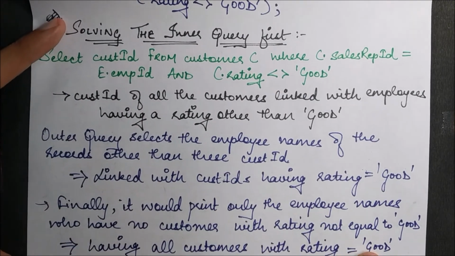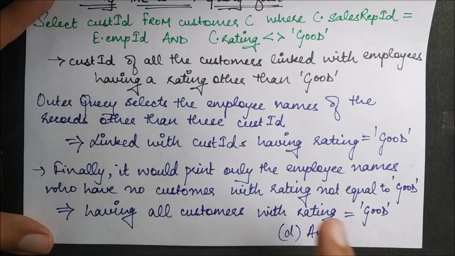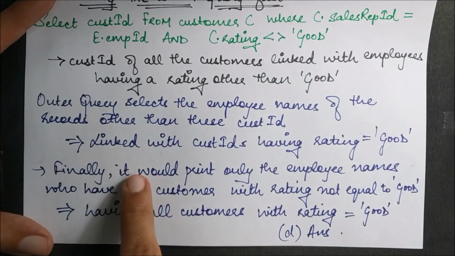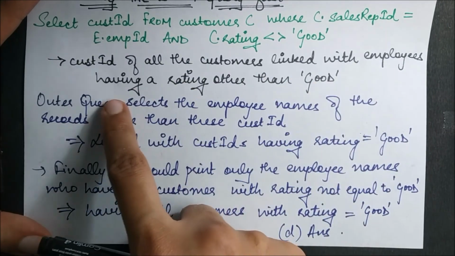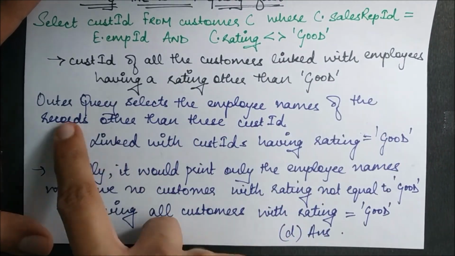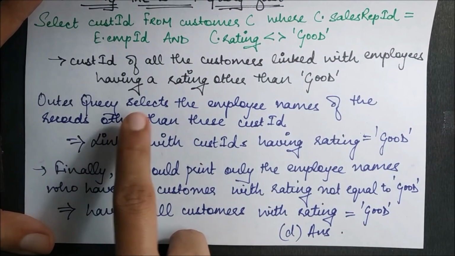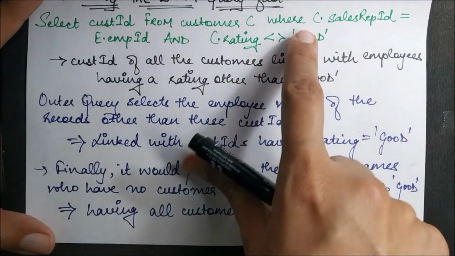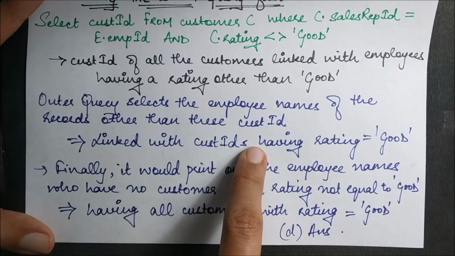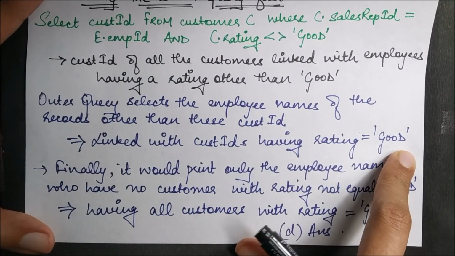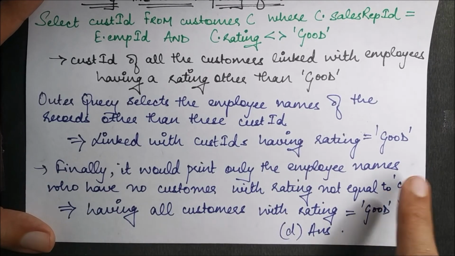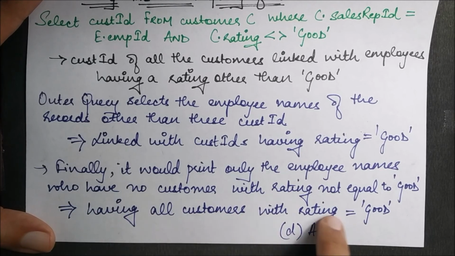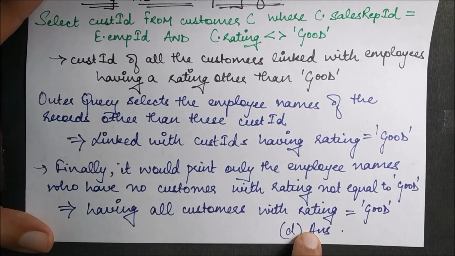I have jotted down what I just explained over here. So this is how I derive. I just keep on writing the facts. First, this displays the customer IDs of all the customers linked with employees having a rating other than good. Then the outer query selects the employee names of the records other than these customer IDs, which implies linked with customer IDs having rating equal to good. Finally, it would print only the employee names who have no customer with rating not equal to good. That is, having all customers with rating equal to good, which was option D for this question.